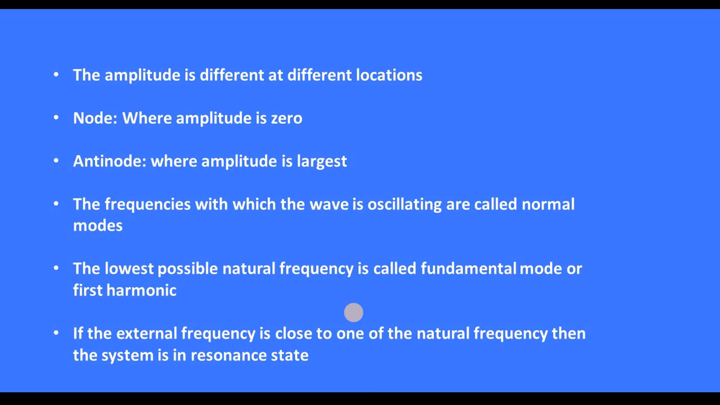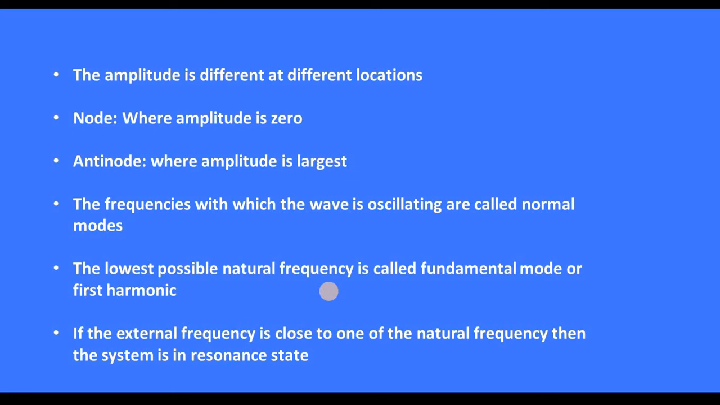Based on that, we can define these positions as two types. Those are nodes and antinodes. So what is the meaning of node? It means where the amplitude becomes zero. When the amplitude becomes zero, that is where the wave started, at the mean position, and that point is known as a node. Otherwise, when the amplitude becomes largest, that is, the maximum amplitude, the point is known as an antinode.